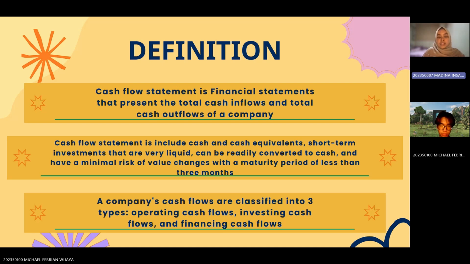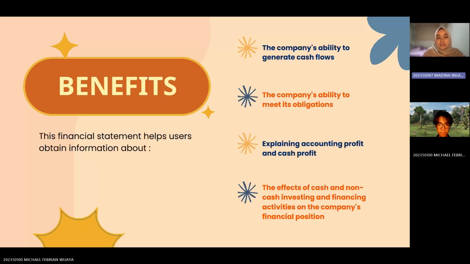First one is operating cash flow. Second one is investing cash flow, and the third one is financing cash flow. Next, the benefit of cash flow. This financial statement helps users obtain information about the first one, the company's ability to generate cash flow. And the second one is the company.